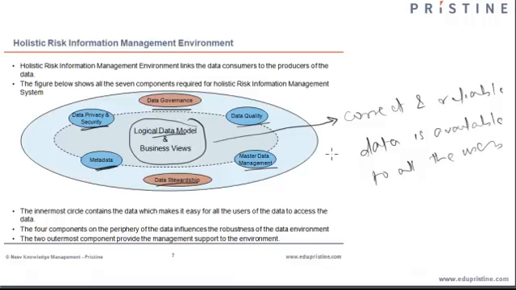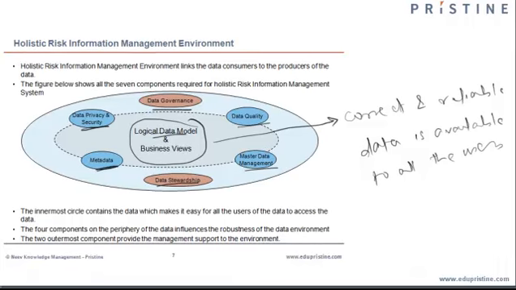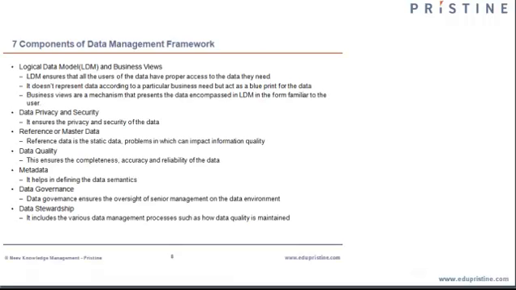Once the data is in the right form and shape, the next thing to be ensured is that the data privacy and security conditions are being met. Moving next, we come to master data management or reference data, which is the minimum data which is required so as to not impact the information quality. The next is data quality in terms of data being complete, accurate enough and reliable. The fourth circle represents metadata, which is nothing but the data semantics.